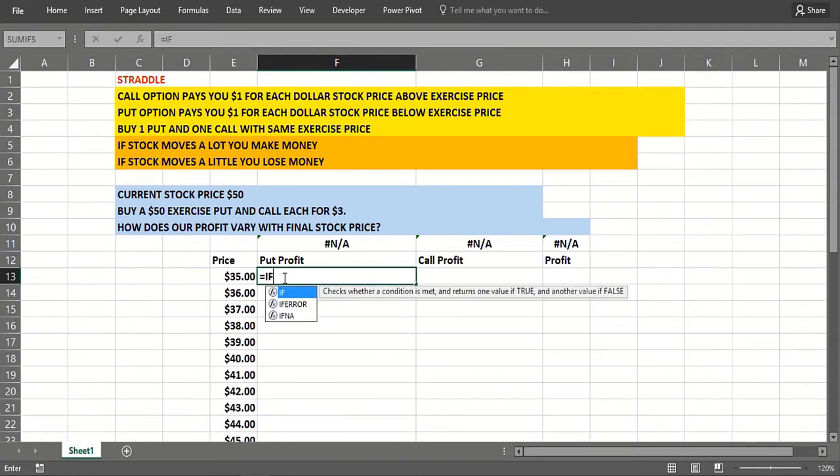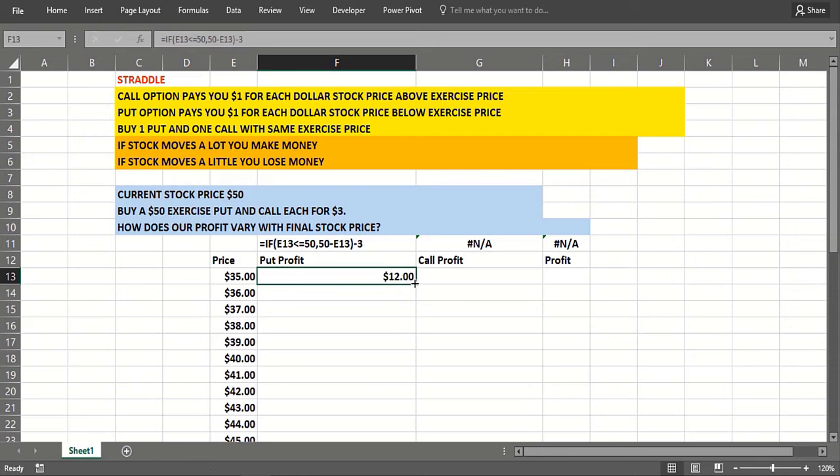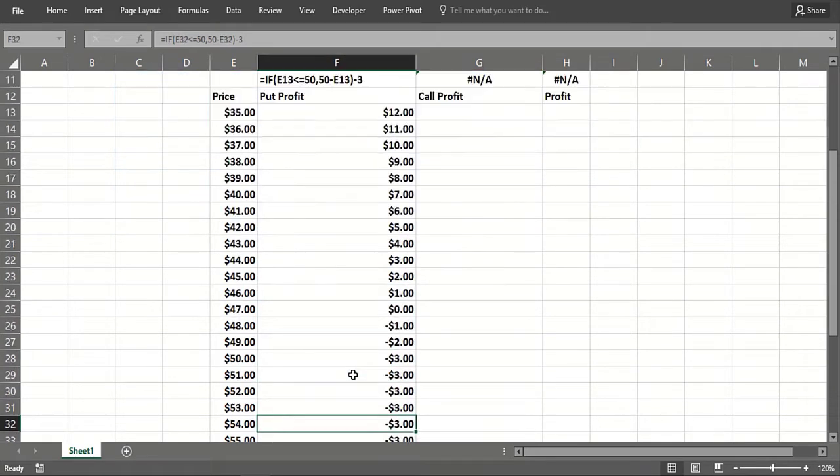So I can say if the final stock price, that's what the price column represents, is less than or equal to 50, at 50 I don't make anything, then basically I would get $50 minus where the stock price went. And of course I have to pay my $3 to buy that put. So here I should make, I guess, $12. And then it's going to go down. And then finally I would lose the $3 if the stock price goes up or remains unchanged.